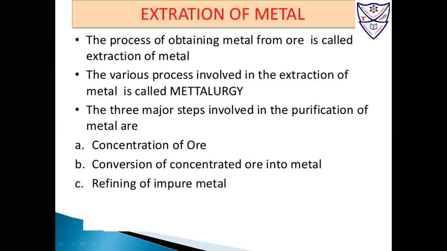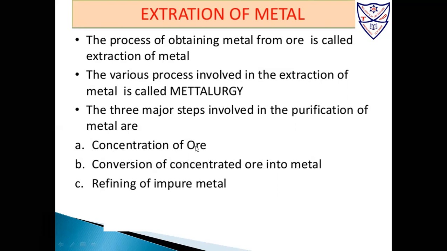Now, the extraction of metals: how can you extract a metal from its ore? The process of obtaining a metal from its ore is called extraction of metal. The various processes involved in the extraction of metal are called metallurgy. The three major steps involved in the purification of metals are: concentration of ore, conversion of the concentrated ore into metal, and refining of the impure metal.